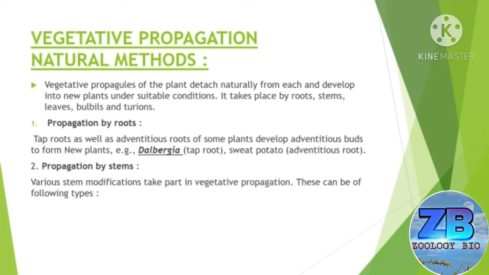Now the first one is propagation by roots. Tap roots as well as adventitious roots of some plants develop adventitious buds to form new plants, like Dalbergia taproot, sweet potato adventitious root. The second one is propagation by stem. Various stem modifications take part in vegetative propagation. These can be of the following types.